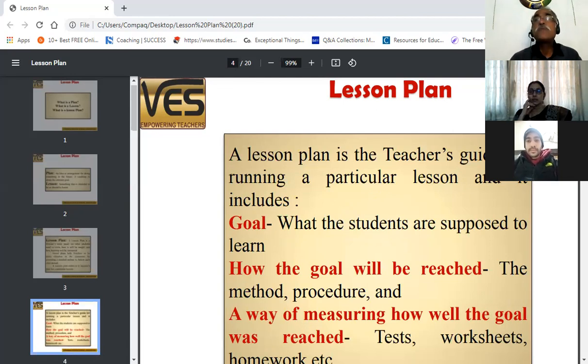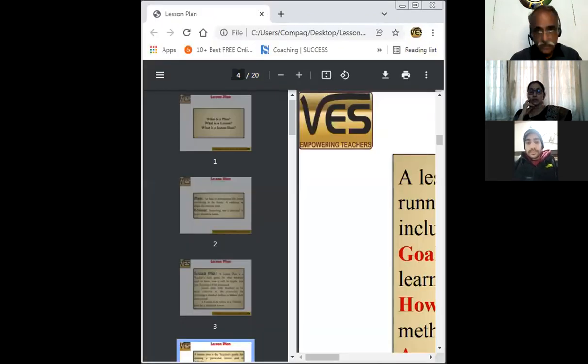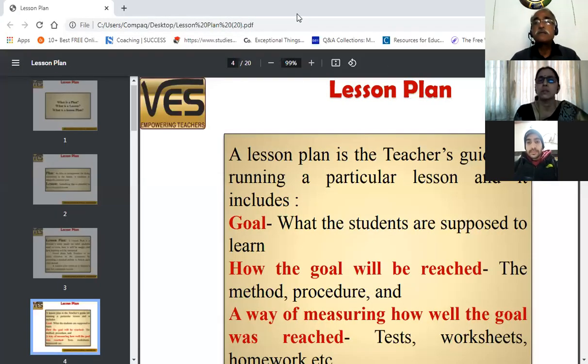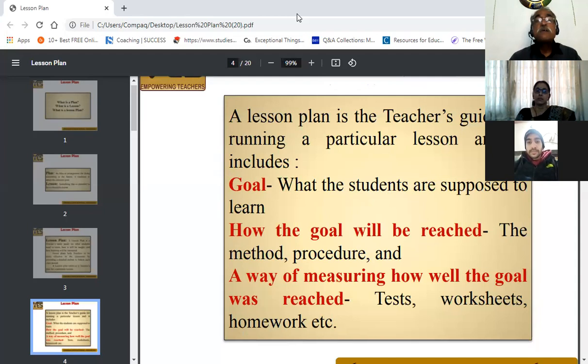Is that clear to you, everybody? This is a three-point thing. The first thing includes the goal, the end result. Where do we want to reach? What is the objective of our planning? Then the second thing is how the goal will be reached.